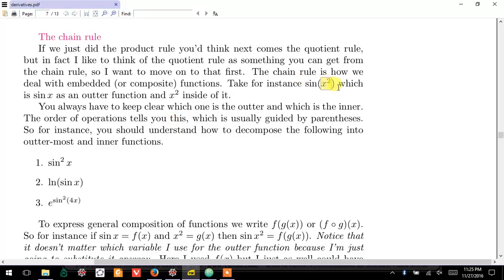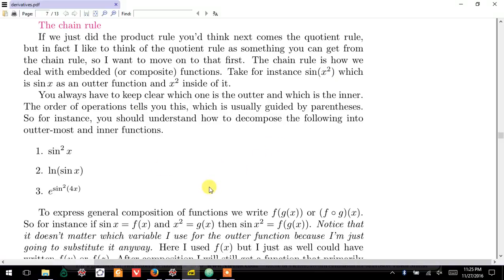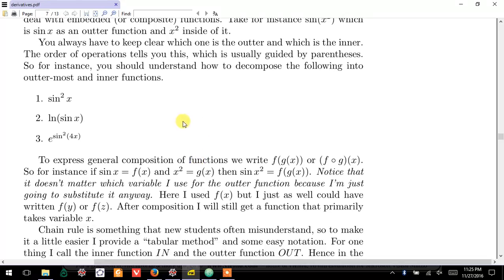So sine of x is the outer function, and x squared is the inner function, and to use the chain rule, you will need to be very familiar with what is the inner function and what is the outer function. And sometimes, unfortunately, in mathematics, the notation doesn't make that completely transparent.